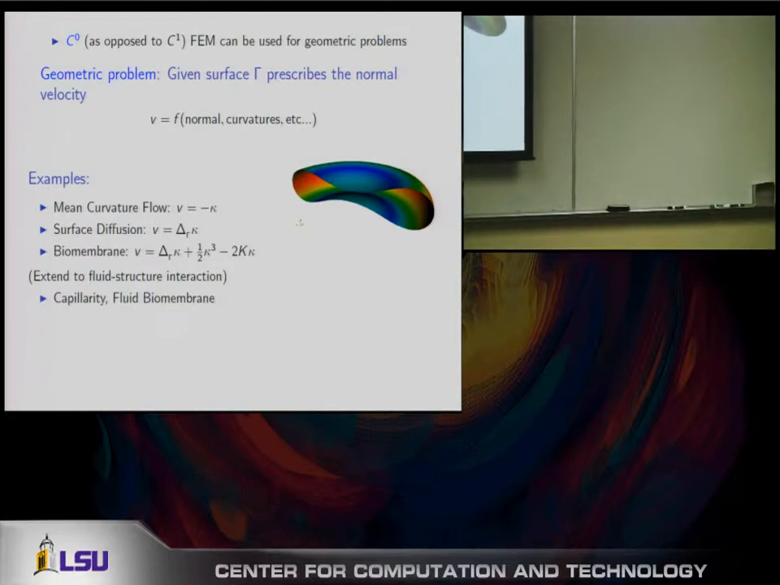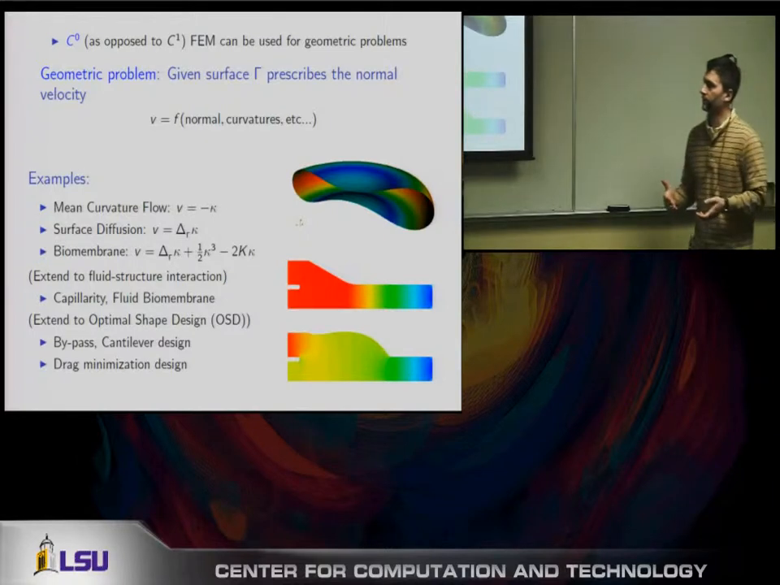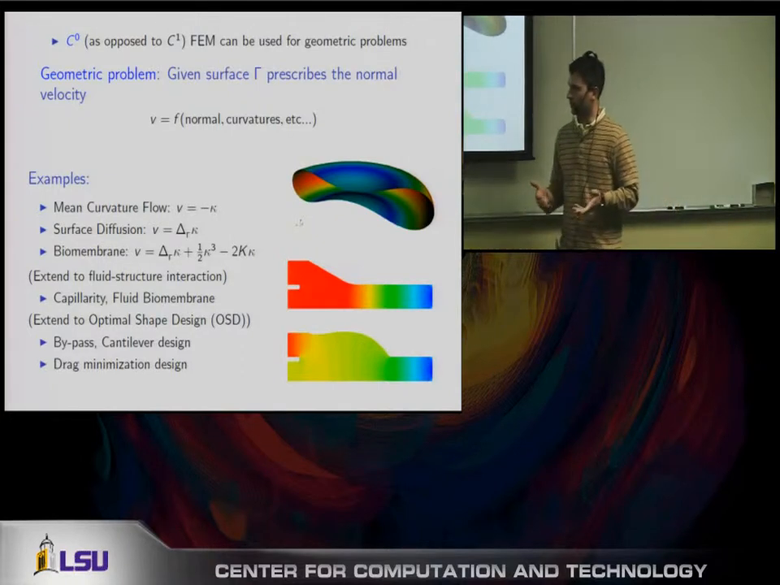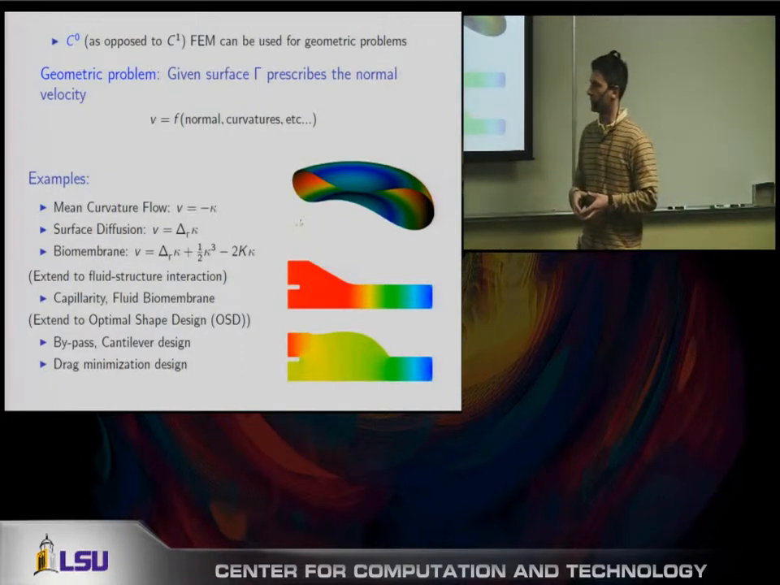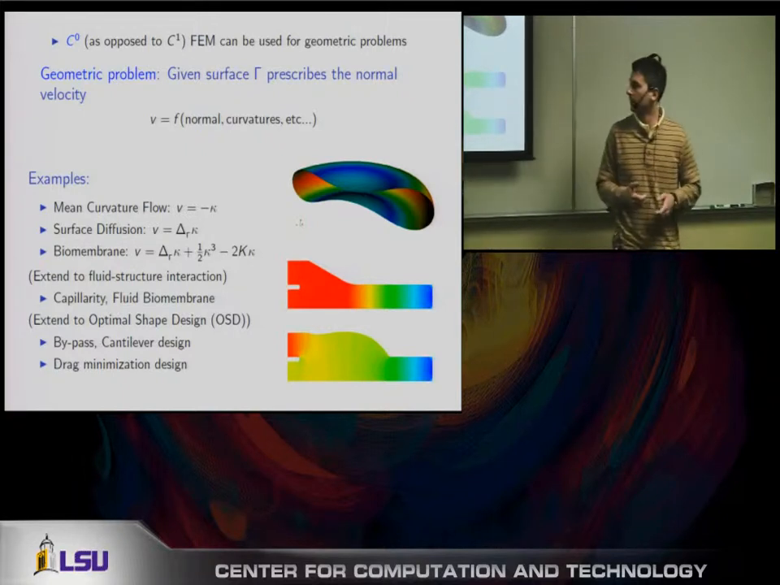And once you have a finite element method that can solve problems on a surface and problems on a bulk, it's not so hard to extend that method to do optimal shape design type of problems. For example, the design of the shape of a bypass that minimizes some energy, or the design of an object that minimizes the drag.